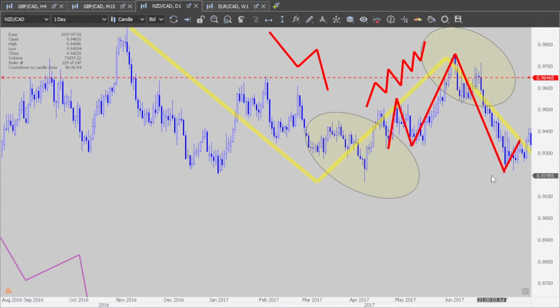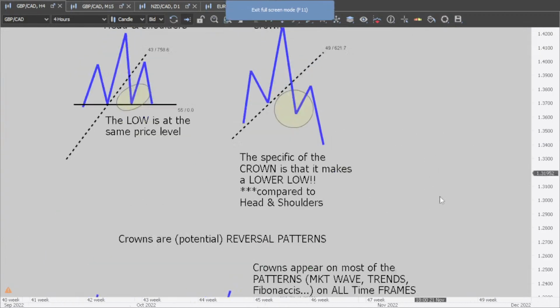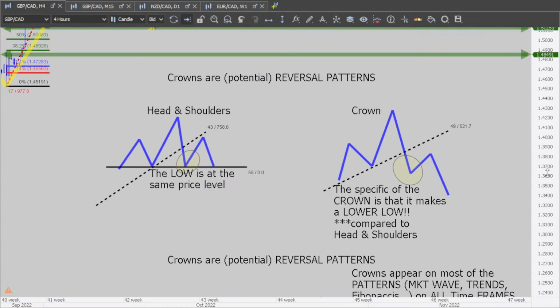we are going to learn how to trade crowns step by step. Let's first understand how this market works and how crowns appear. Okay, left tip, center tip, lower low, remember? This is theory.